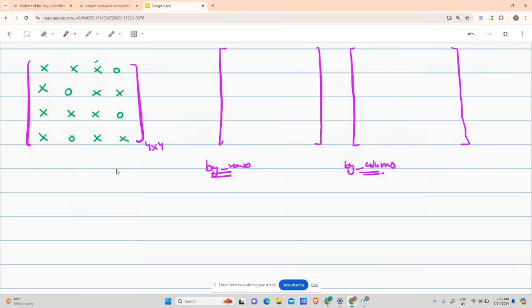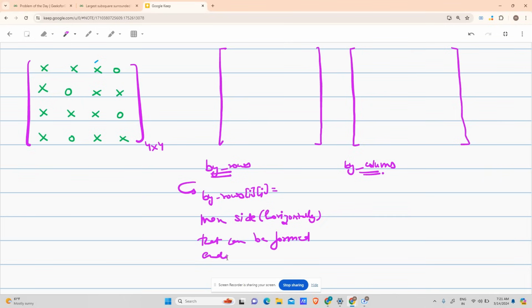So he will say in byRows, ij is equal to the maximum side horizontally that can be formed ending at i comma j. What does that mean?